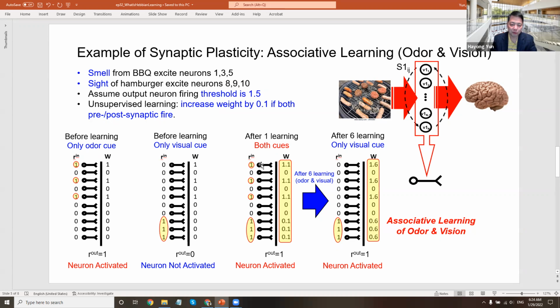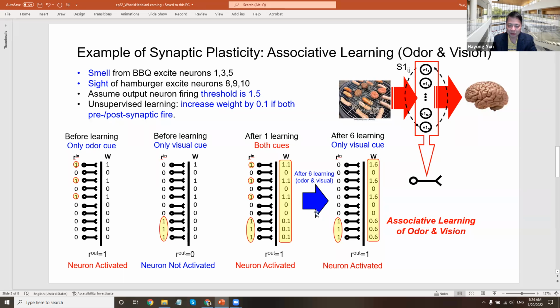But what if it learned both cues? So 1, 3, 5 and 8, 9, 10 come in here. After one round of learning, it's activated, of course, since the sum exceeds 1.5. But once it's activated, it will increase those neuron synapse weights by 0.1. So here it increased by 0.1, it's 1.1. So let's repeat this like 6 times, okay?